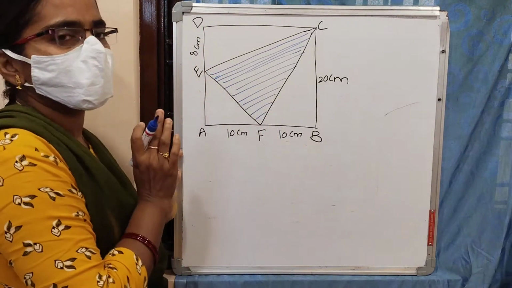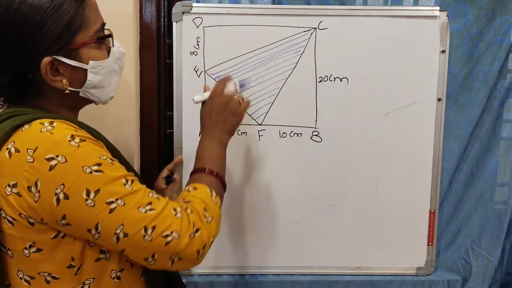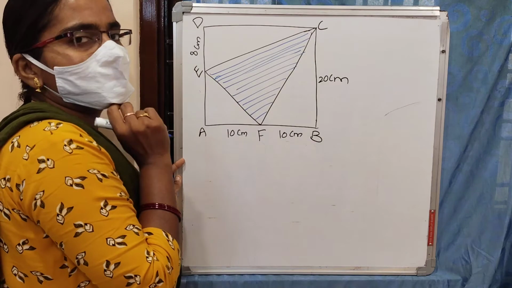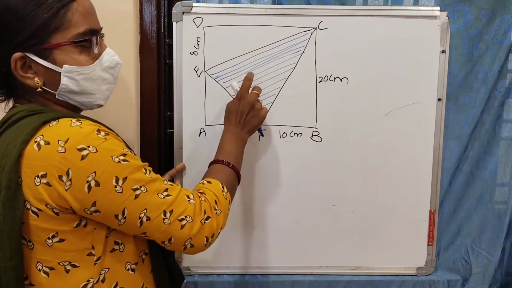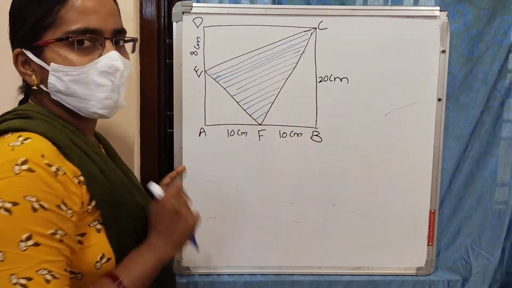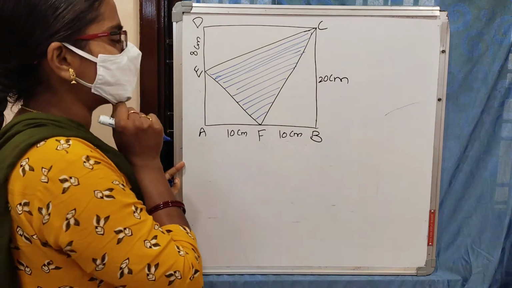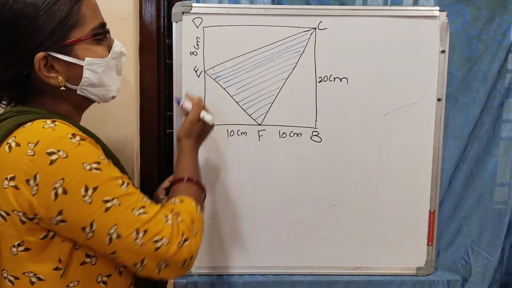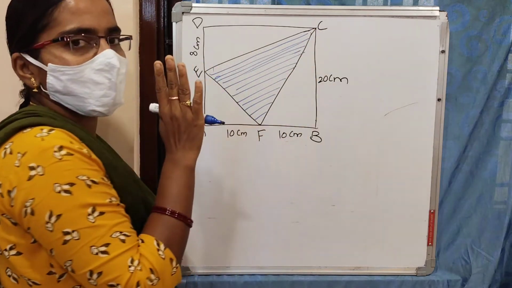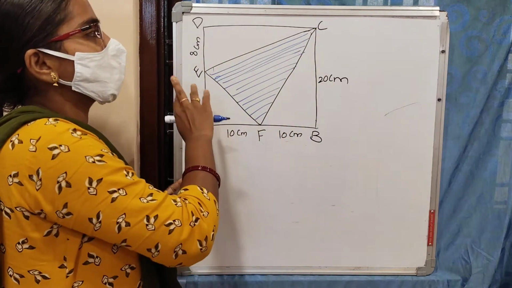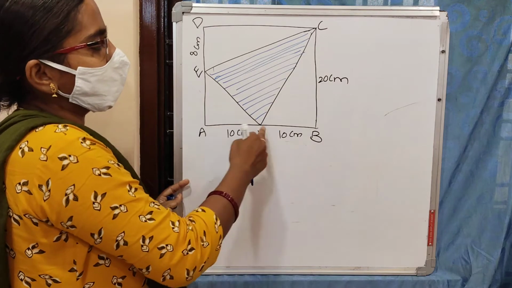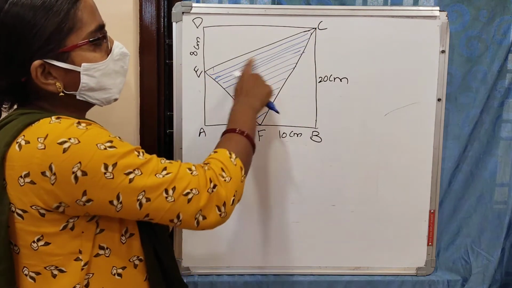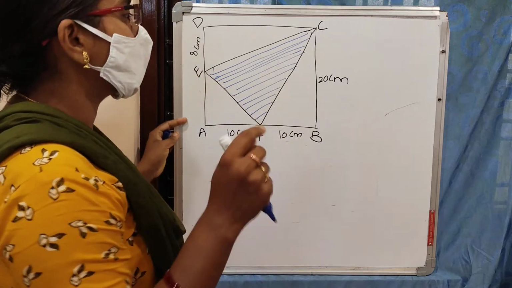ABCD is a square. In this we have a triangle EFC. Find the area of the shaded region. This region's area we have to find out. How can we find this? In this we don't know whether it is 90 degrees or whatever the degrees, and we don't know its length. Nothing we know in this. EF we don't know. Length of EF, FC, CE, nothing we know, but we have to find out its area. So how can we find out?